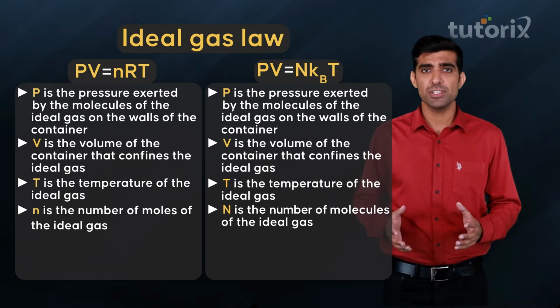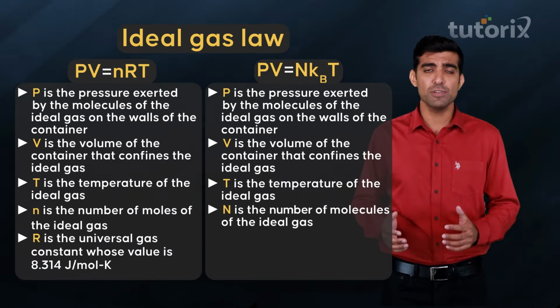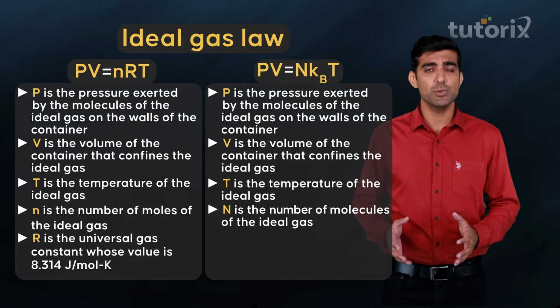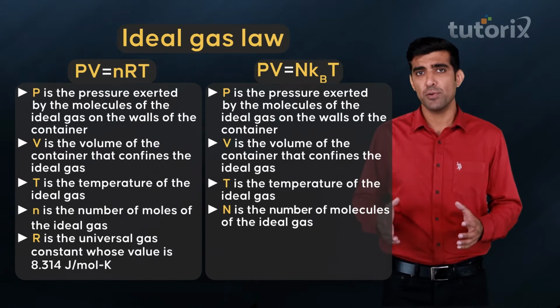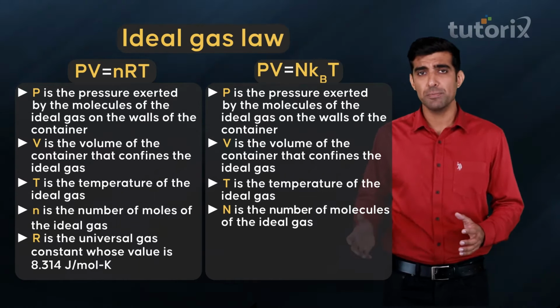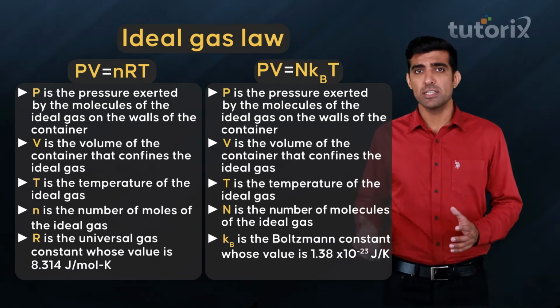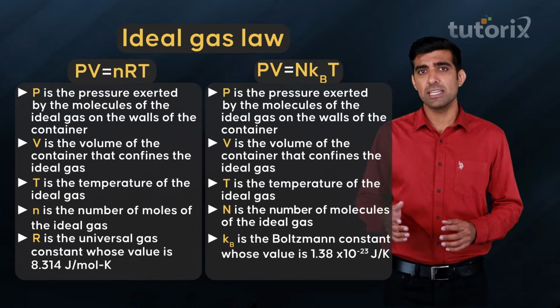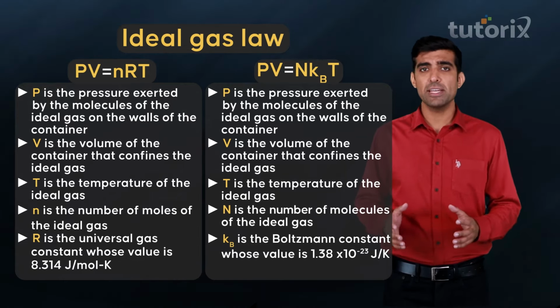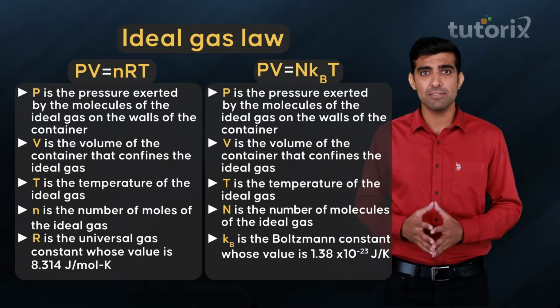In the first equation, capital R is the universal gas constant, whose value is 8.314 joules per mole per Kelvin, while in the second one, kB is the Boltzmann constant, whose value is 1.38 × 10^-23 joules per Kelvin.